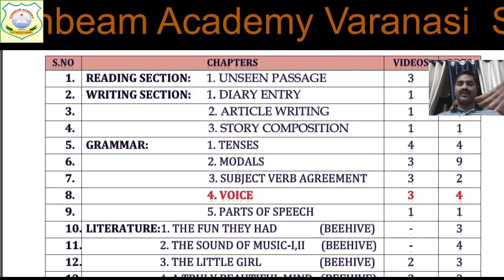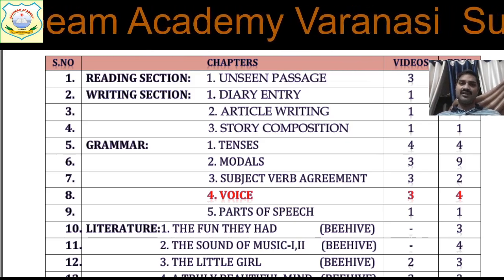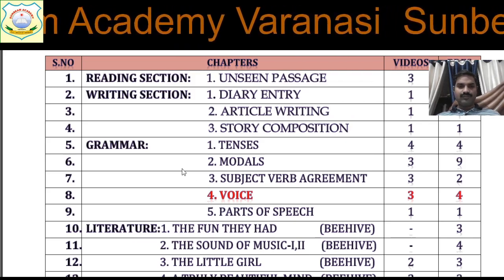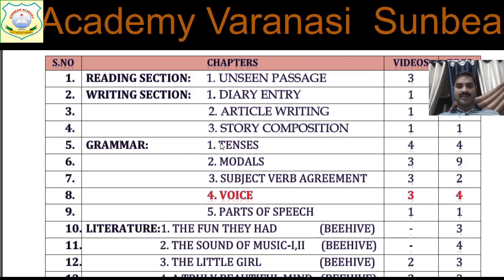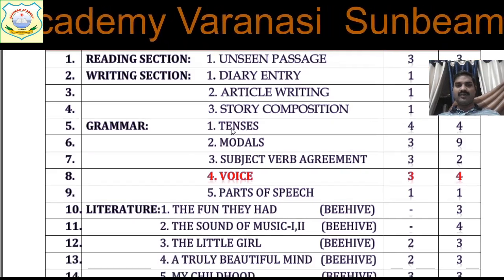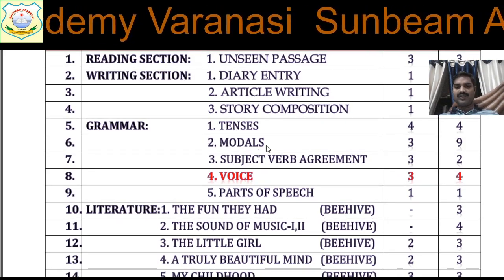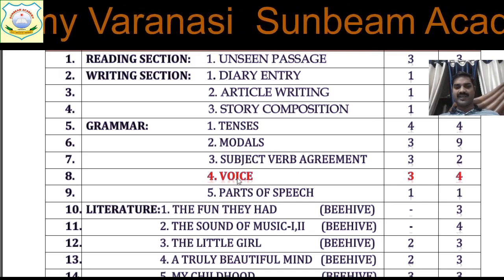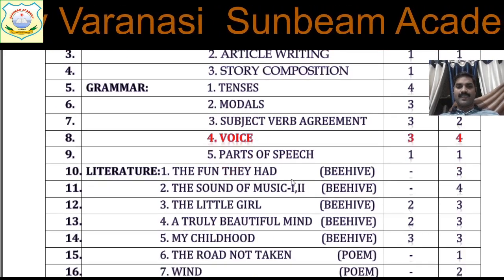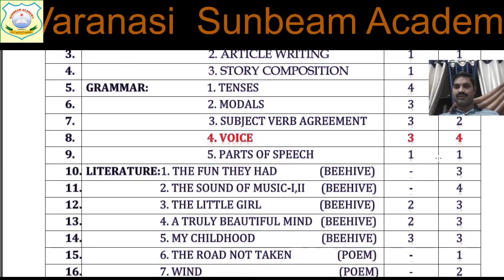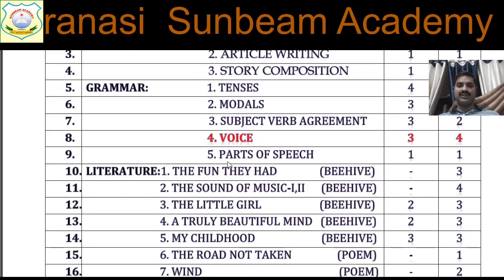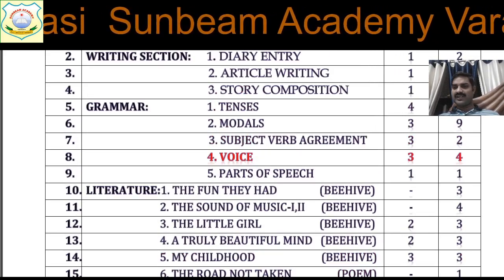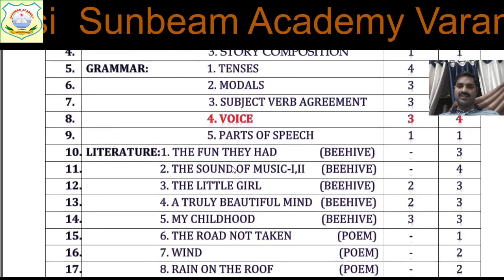You would have also written the formats in the notebooks. So next is, children, the topics which are coming from grammar: tenses, number one; modals, number two; subject verb agreement, number three. Voice is not coming, that is why it is highlighted in red color, and parts of speech is also not coming. It was something in addition I gave you in the classes. In literature, these are the number of videos which I have uploaded there in the school application.